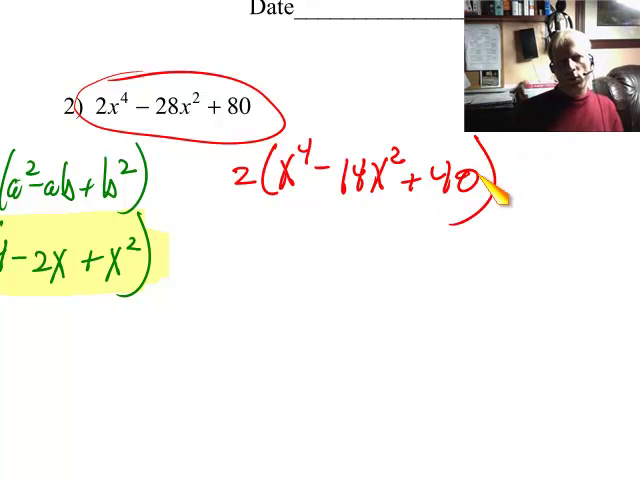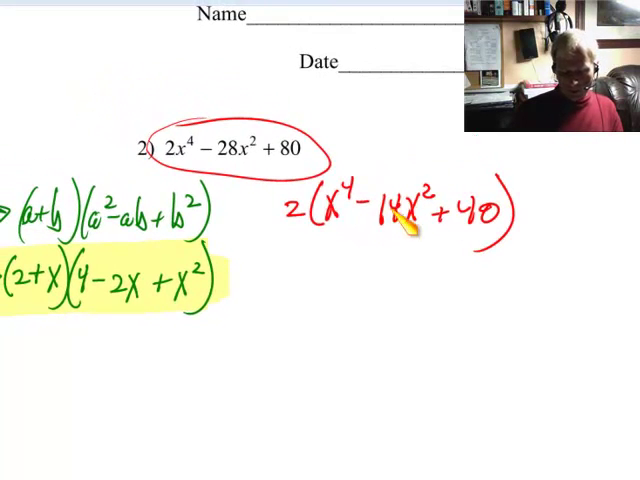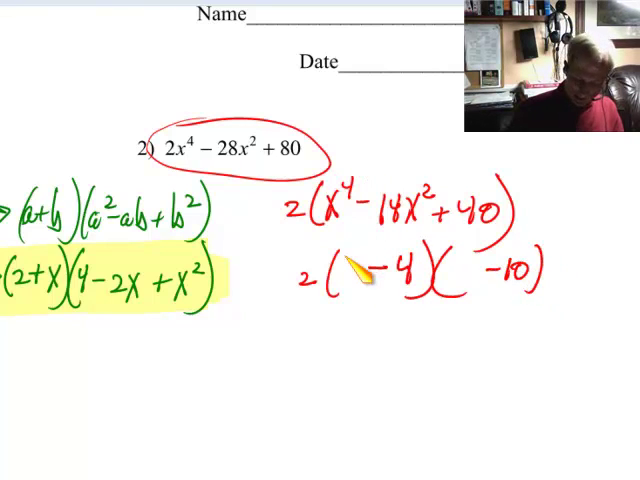And now I'm just going to use quadratic form factoring. I have a trinomial, so I'm going to be looking for two numbers that multiply to be 40 and add up to negative 14. And those would be negative 4 and negative 10. So I know I'm going to have negative 4 there, negative 10 there, an x there, and an x there. And because we're talking about x to the 4th, the first term in each of the binomials is going to be x squared: x squared minus 4 and x squared minus 10.